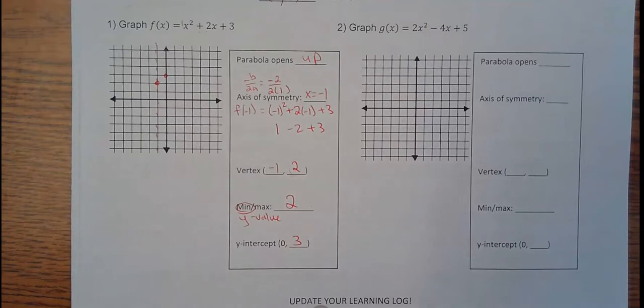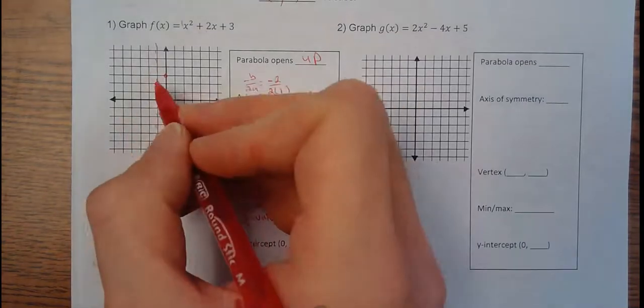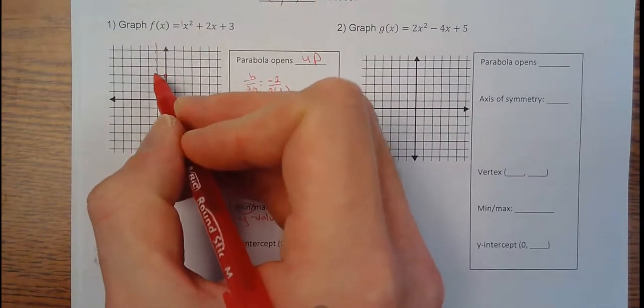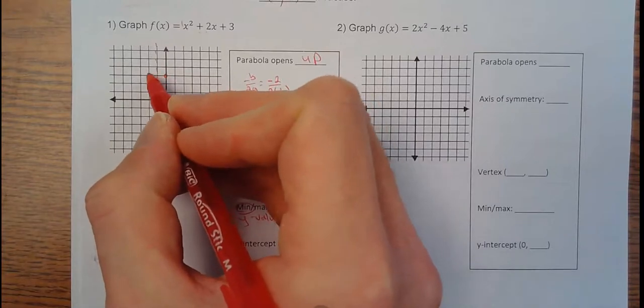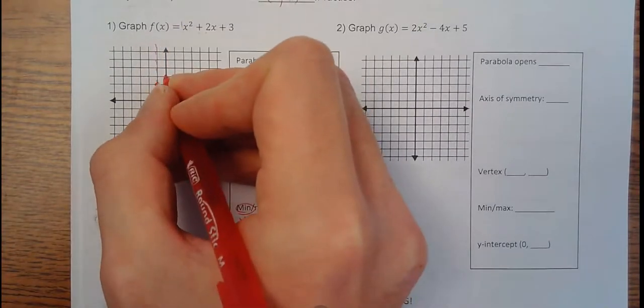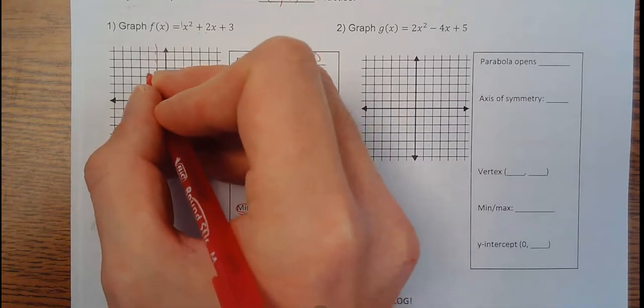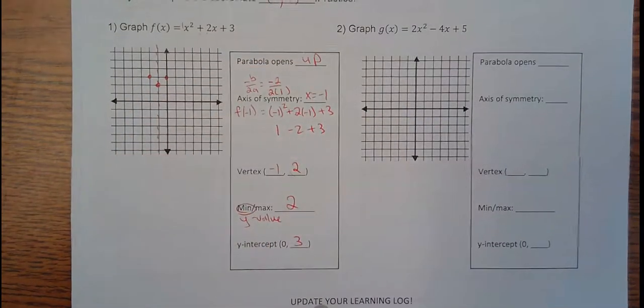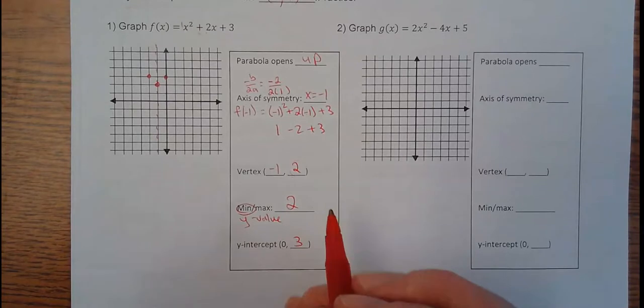And then I can mirror that over. Remember, this is an axis of symmetry. So anything that's on one side can mirror over to the other side. So if this is 1 unit to the right of the axis of symmetry, put a point 1 unit to the left of the axis of symmetry. Okay, and now we pretty much got our points.